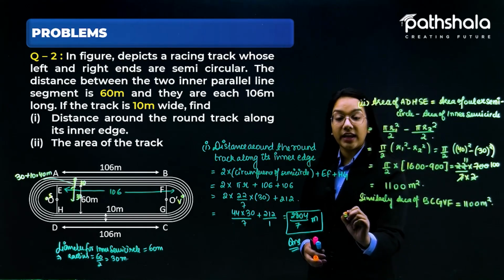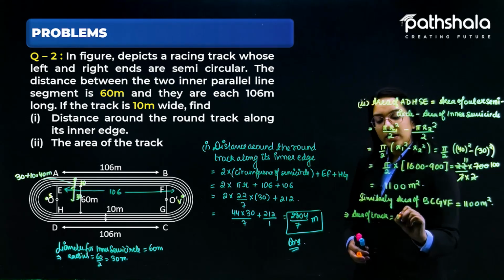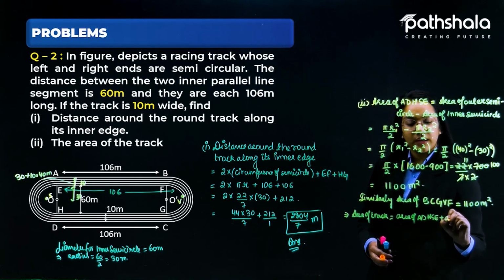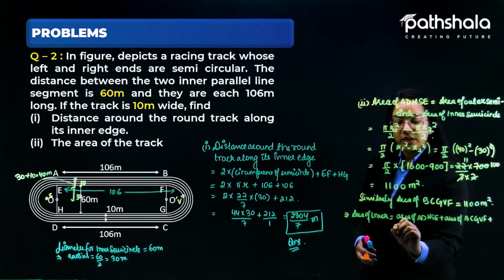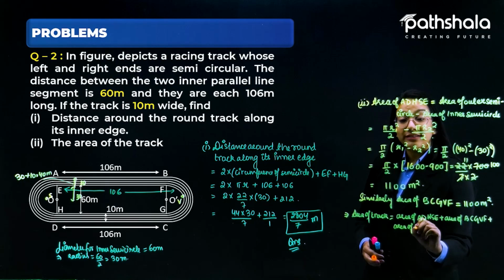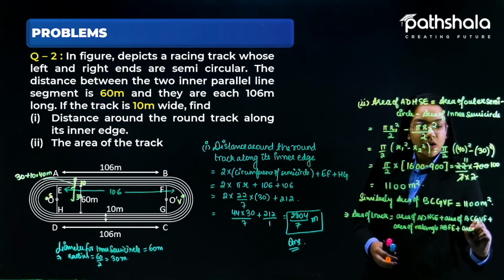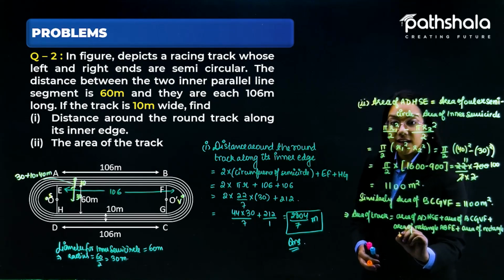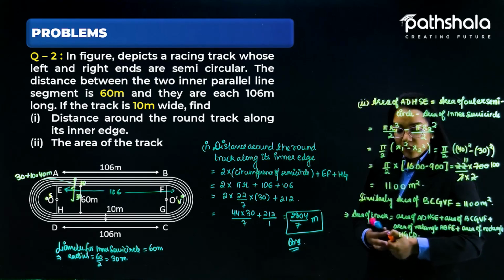Now let's just calculate the area of the track. So the area of the track would be equal to the area of ADHSE plus the area of BCGVF plus the area of the rectangle, which is ABFE, plus the area of the rectangle again, which is HGCD. Now let's just plug in all the values over here.